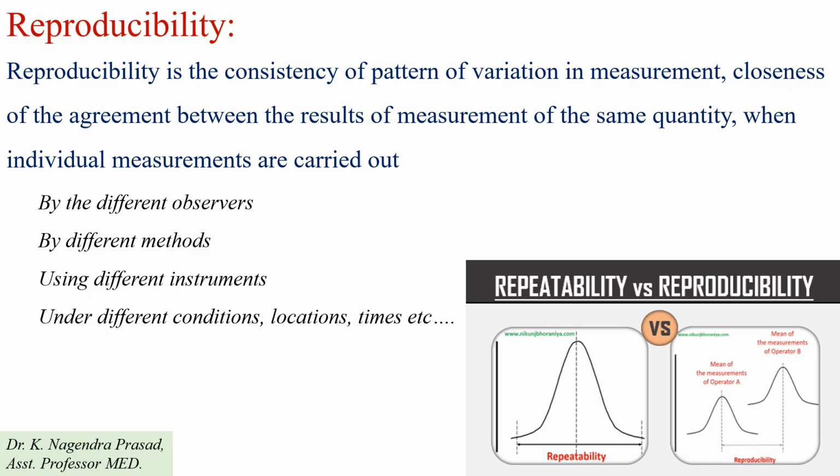So there is a lot of difference between repeatability and reproducibility. Repeatability means under the same conditions it will produce the same results, but reproducibility means under different conditions the instrument should produce near values, and that we call reproducibility.